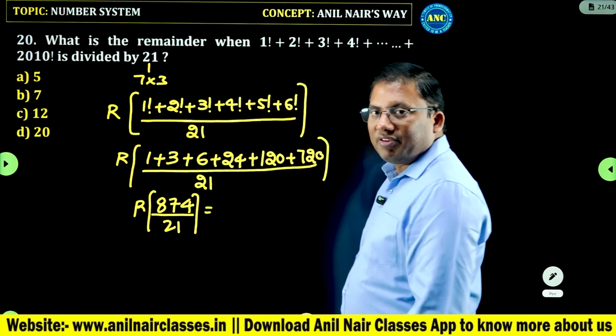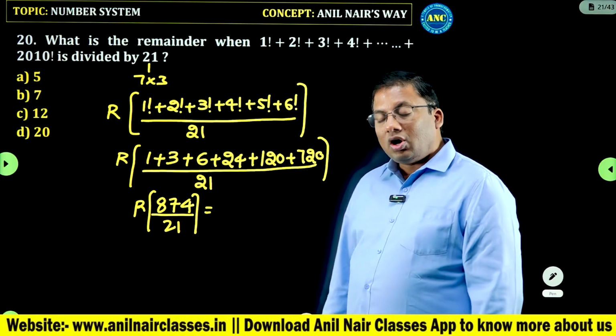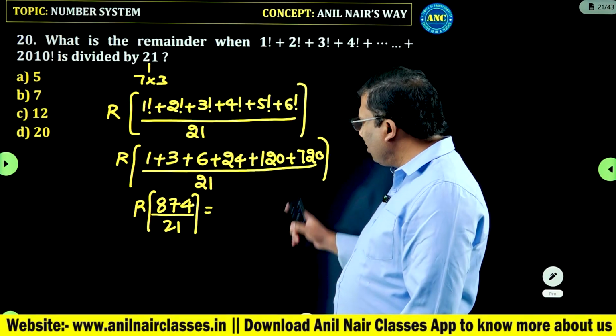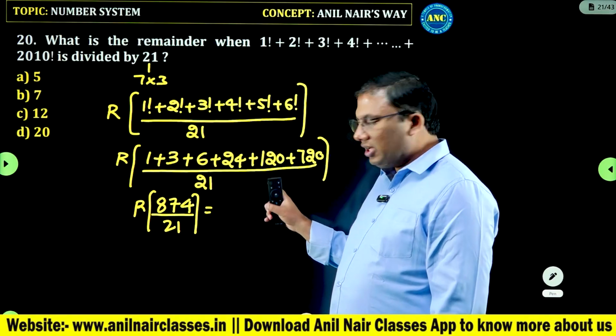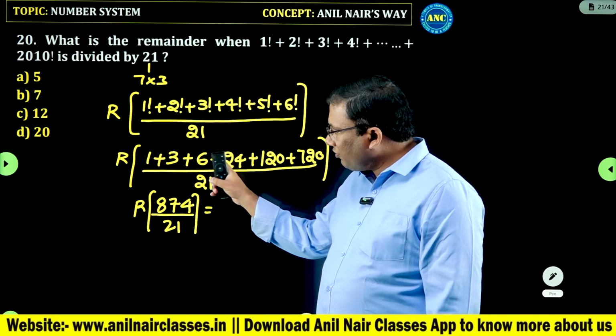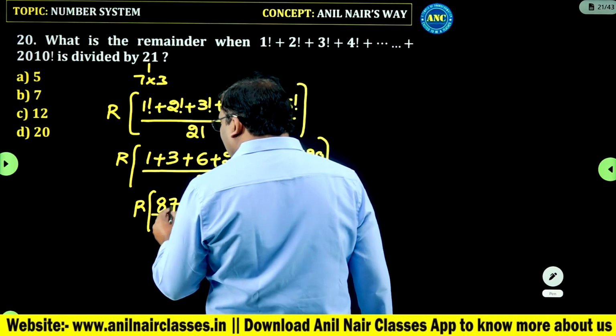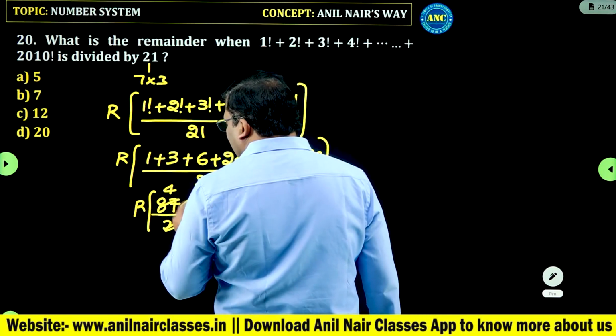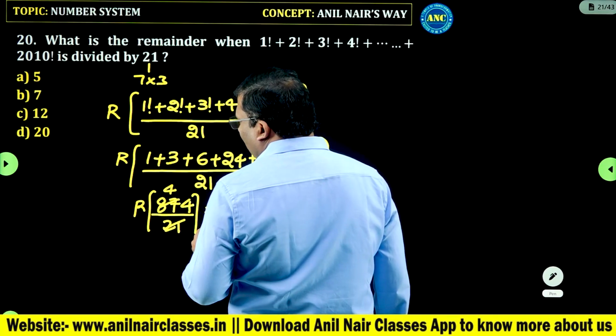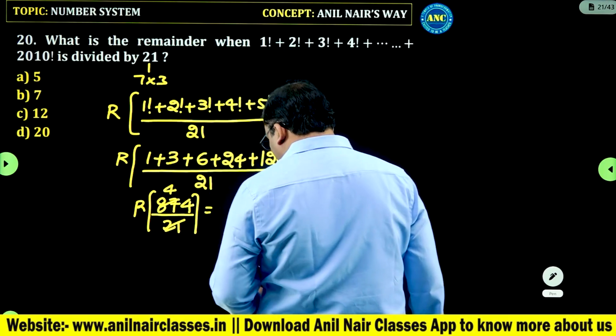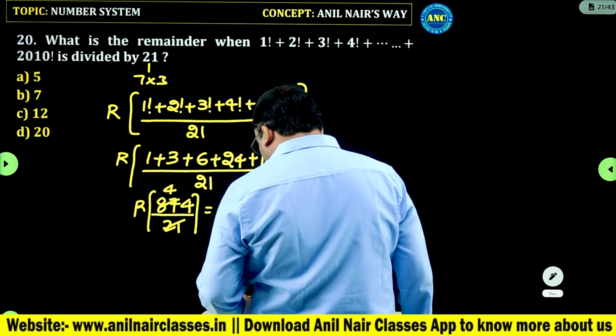Are you all with me? From 7 factorial onwards, all are divisible by 21. 720 plus 120 is 840, 864, 870, 874. 21 fours are 84, and the remaining is 34, 21 ones are 21, leaving 13. I hope you are with me till here.